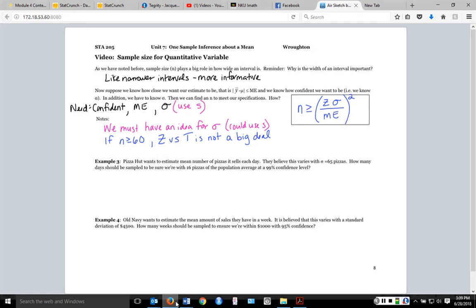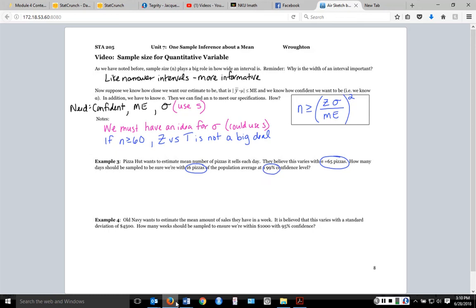Now they might care about this to make sure they have enough dough or enough other ingredients and stuff like that, so that they know how many pizzas they sell each day. So they believe this varies with a standard deviation of 65 pizzas. So we're given our sigma. How many days should be sampled to be sure they're within 16 pizzas with 99% confidence?